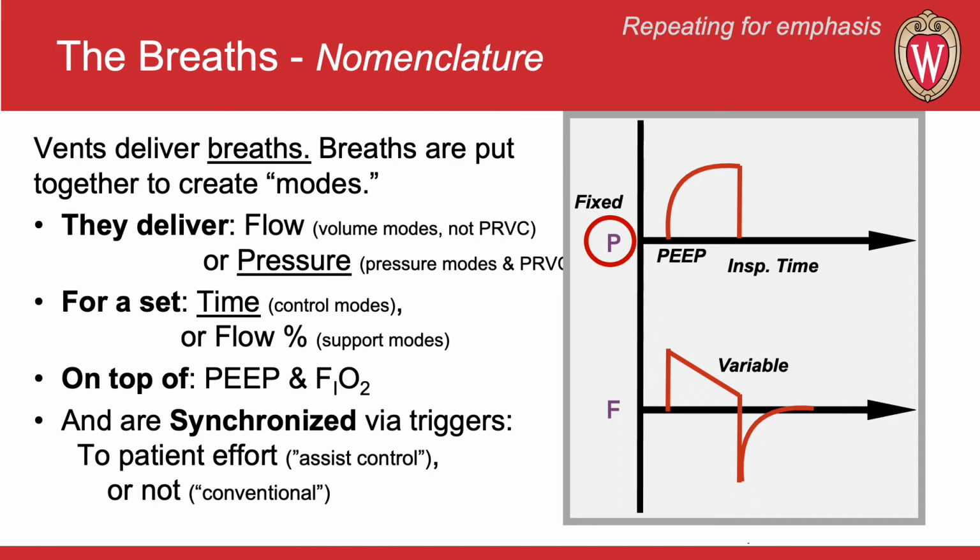And linking it to the nomenclature, we deliver flow breaths in volume modes, pressure breaths in pressure modes for a set amount of time in control modes. Again, noting that control modes, that word control, refers to controlling the inspiratory time. Or we can turn the breath off based on a flow percent or flow cycling. That's for support and SIMV modes. We do that on top of PEEP and FiO2, and it can be synchronized to the patient via triggers in assist control or pressure support modes, or not in conventional modes of ventilation.